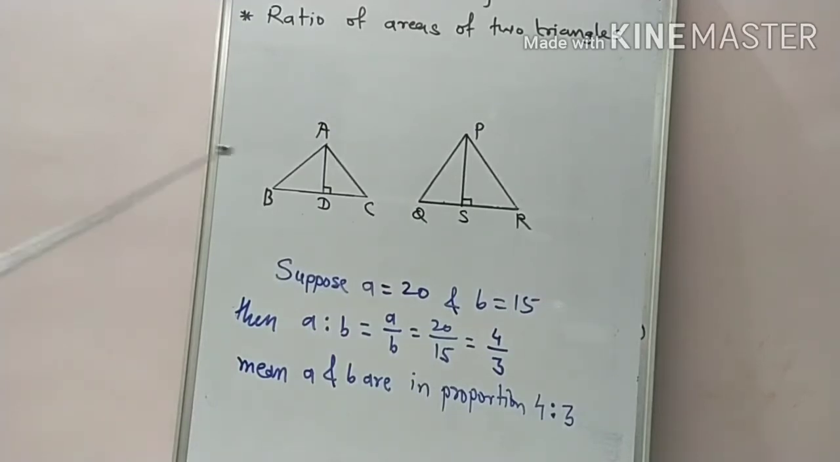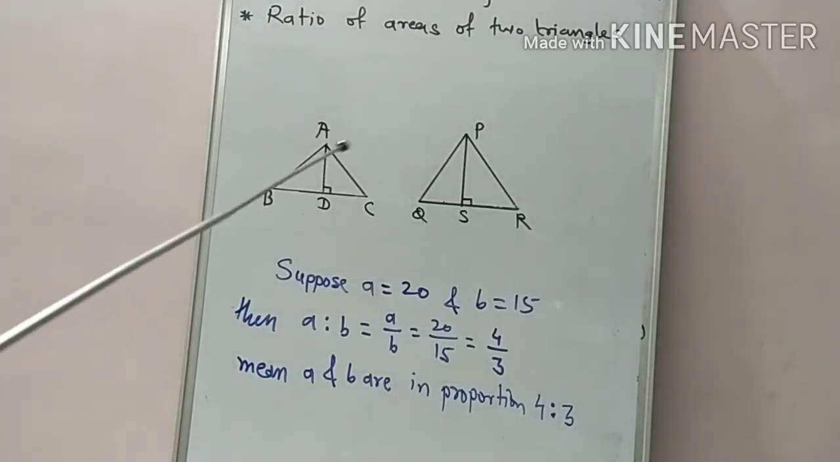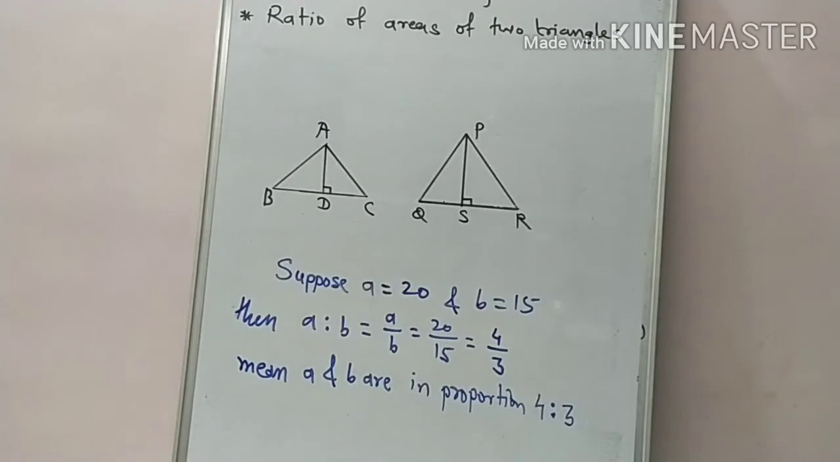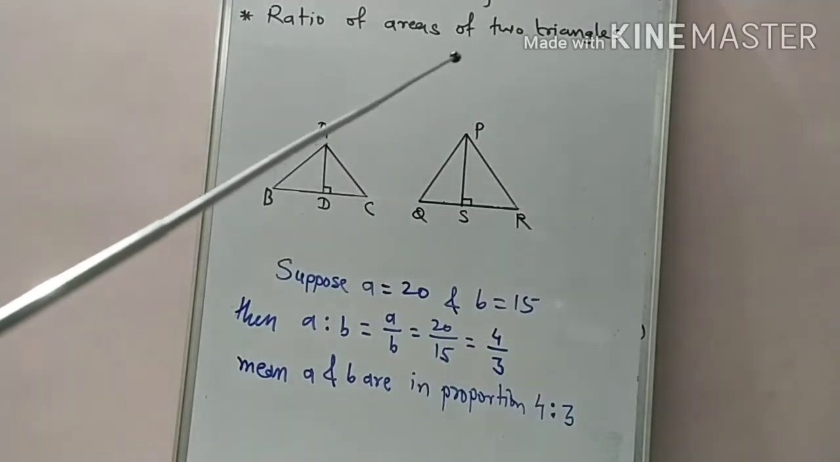So here we have this concept in numbers. For positive or negative numbers, we take the ratio, and ratio means this division. Similarly here we have the property of ratio of areas of two triangles. So here I draw two triangles, triangle ABC and triangle PQR. Now we have to write the property of ratio of areas of two triangles.